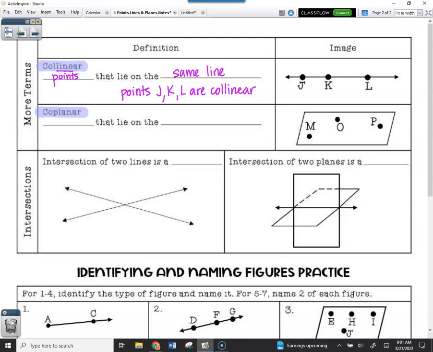I love mathematicians' creativity for naming things because the majority of the time the name is telling you what it does. If you're just creative enough to think, ooh, that means coexisting on the same line. Now, coplanar is the same concept, but they're coexisting on the same plane. So it's like that mesh laser shield, if they all got caught up in it, they would be coplanar. So it's points that lie on the same plane. So points M, O, P are coplanar.